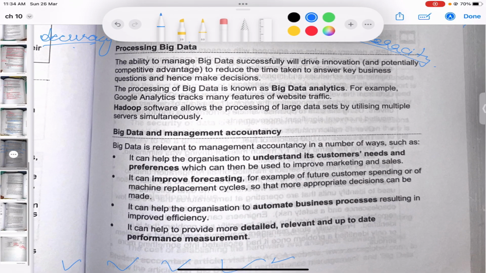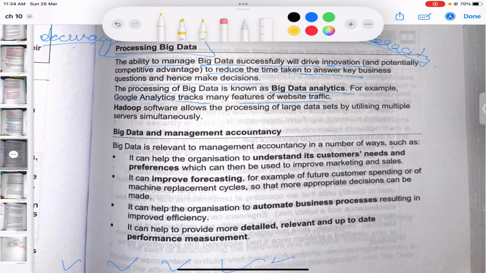Now we come to what processing big data is. How do you process big data and how do you manage big data? The ability to manage big data will drive innovation to reduce the time taken. The processing of big data is known as big data analytics. So big data analytics is the process using which you can process the big data which is coming in your business. For example, Google Analytics tracks many features of a website.